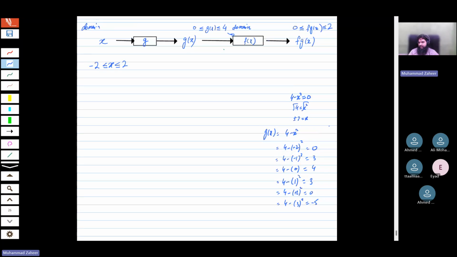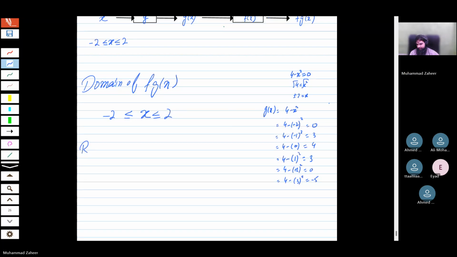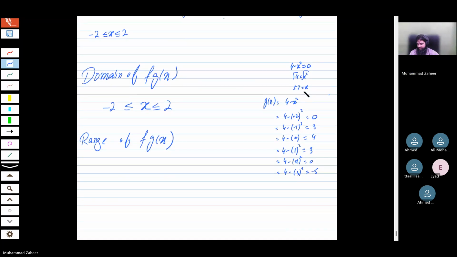Okay. Now, the domain of f of g of x will become x greater than or equal to minus 2 and lesser than or equal to 2. And the range of f of g of x will become 0 to 2. f of g of x is greater than or equal to 0 and lesser than or equal to 2. This would be my final answer.